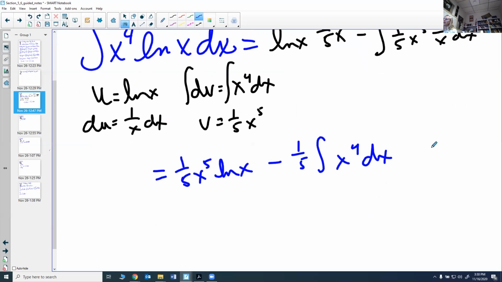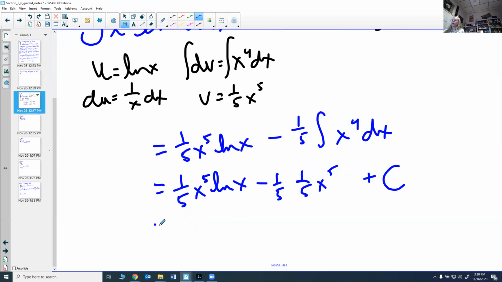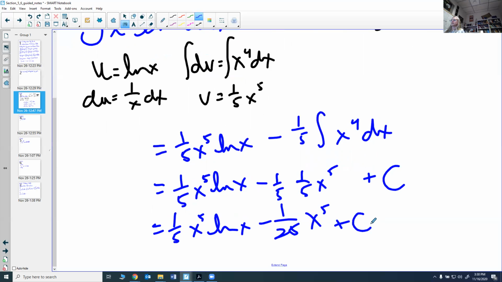Notice you still have an integral to do, but I know how to find this integral. So even though I end up still having an integral, it's one I can do. So what this method does is it allows me to take something that I don't know what to do with and make it into an integral I can find. In fact, the integral of x to the fourth is 1/5 x to the fifth. I have that 1/5 already out front. And now I do the plus c because I'm now done taking integrals. So I end up with 1/5 x to the fifth natural log of x, minus 1 over 25 x to the fifth plus c.